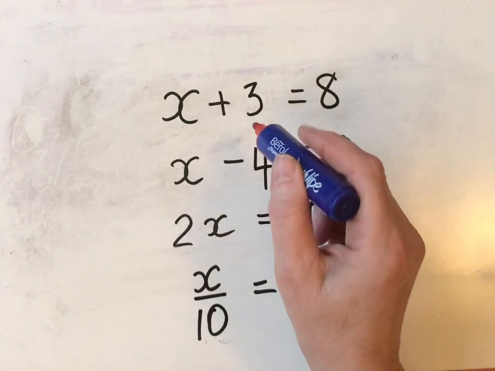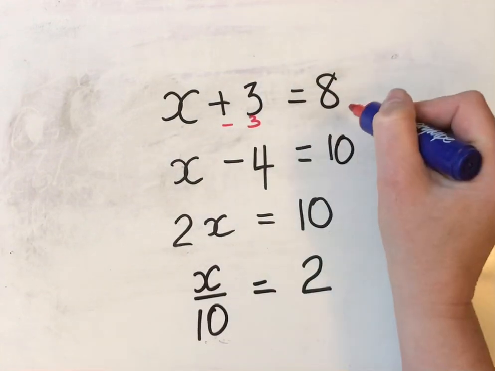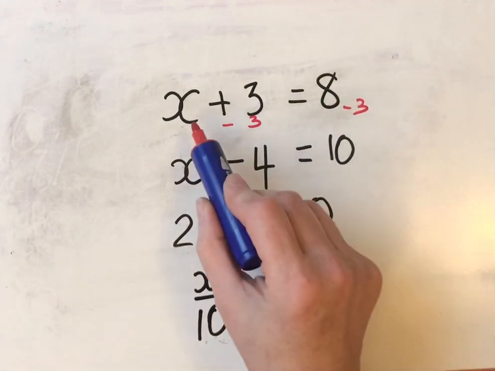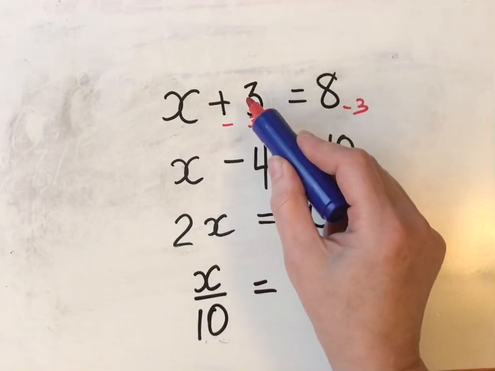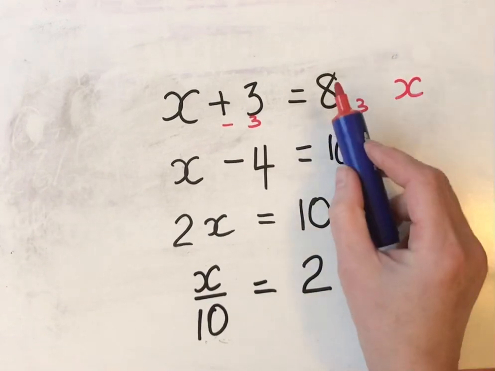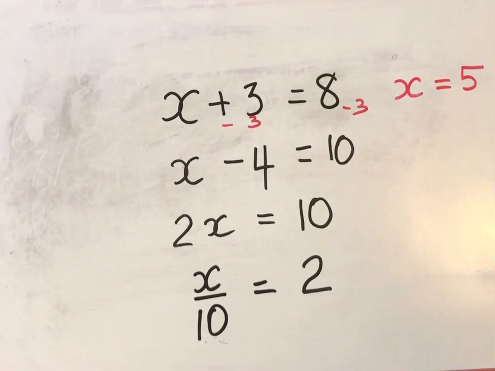Well, the inverse of add 3 is subtract 3. So I'm going to take away 3 from both sides. X plus 3 minus 3, well 3 take away 3 is 0, so that just leaves x, and 8 take away 5 is 5. So x equals 5, and I can check it by saying 5 plus 3 does equal 8.